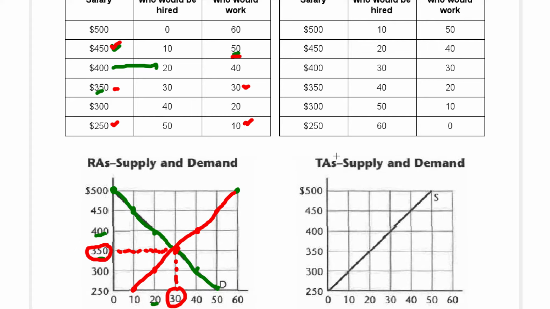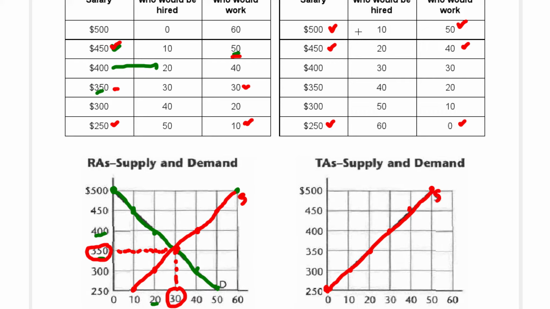All right, so let's go to TAs. We've got the same numbers here, and a supply curve already set up. At $250, no students are going to show up. That job is just too hard, not worth it. At $300, 10 students show up to work or want jobs. At 350, 20 students. At 400, 30 students. At 450, we're going to have 40 students show up. And at $500, we're going to have 50 students want to work. I didn't label it over here, but this is our supply curve on this side.